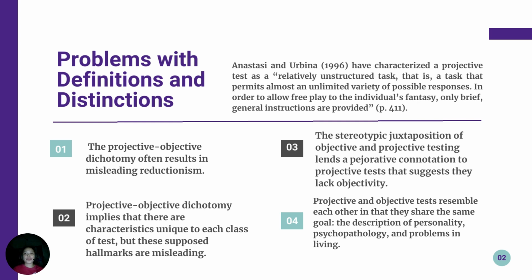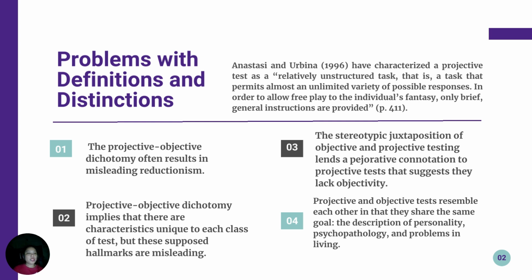Now, there are a number of reasons that the projective-objective dichotomy leads to an oversimplified and biased understanding of projective tests. The first one is that the projective-objective dichotomy often results in misleading reductionism. Instruments under the rubric of projective are assumed to be uniform in content, purpose, and methodology. For example, all projective instruments are often reduced and treated as equivalent to a classic exemplar such as the Rorschach. Reducing all projective instruments to the Rorschach ignores their incredible diversity.